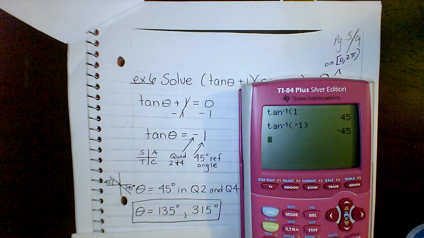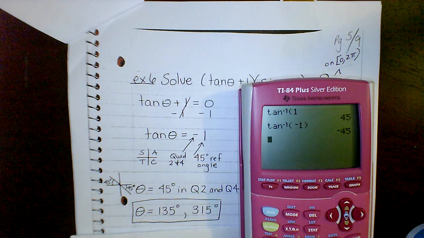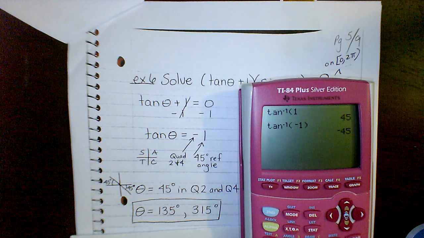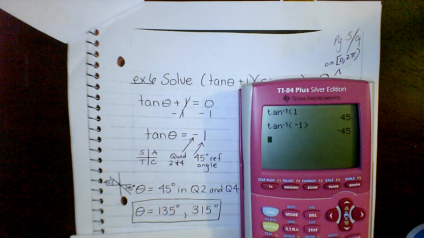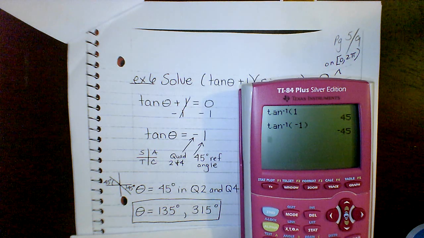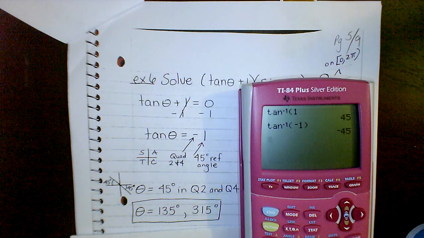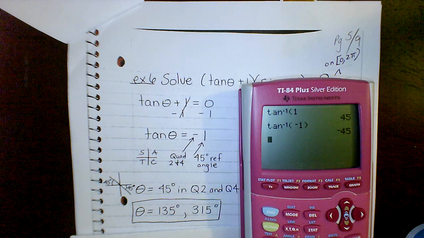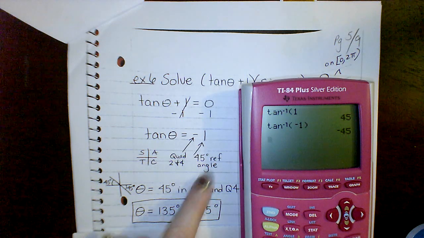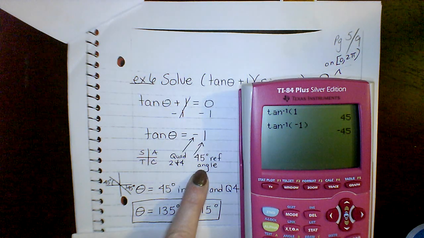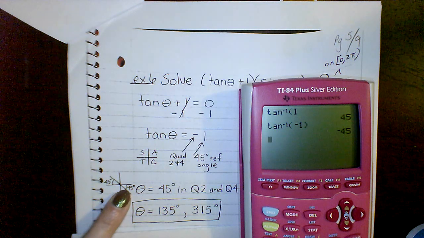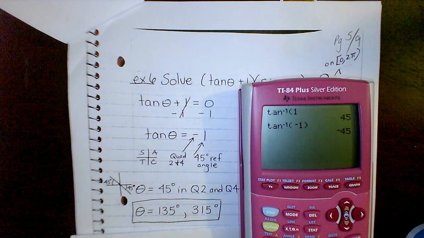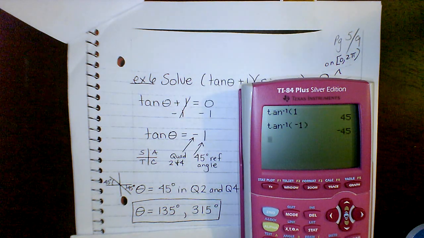So you can see how heavy on chapters 7 and 8 this is. The stuff that we learned for the first test is super important here, because we need that to move on. I need you to be able to say, hey, a 45-degree reference angle in this quadrant is 135, and in quadrant 4 is 315. I need you to be able to find those pretty quick and easily.